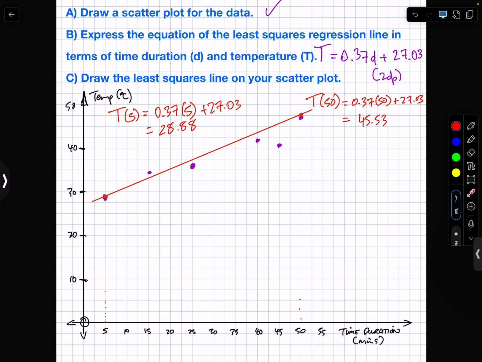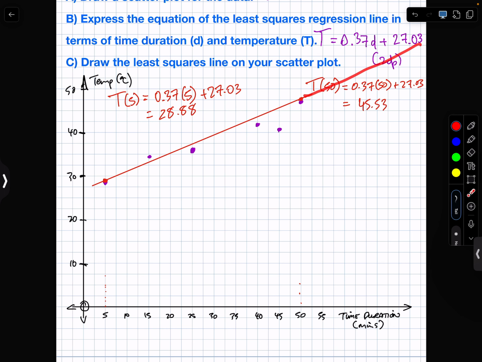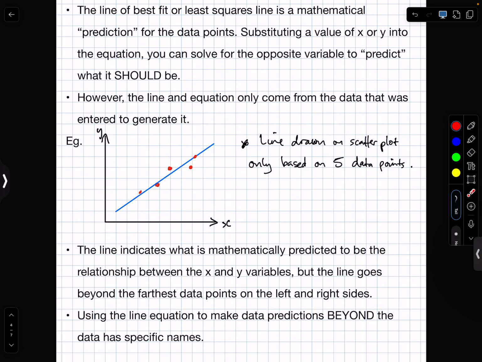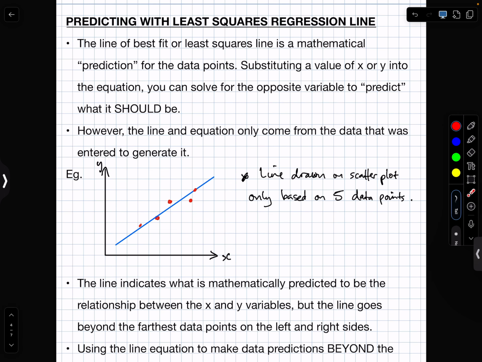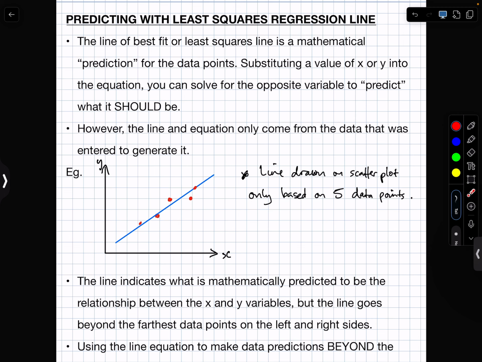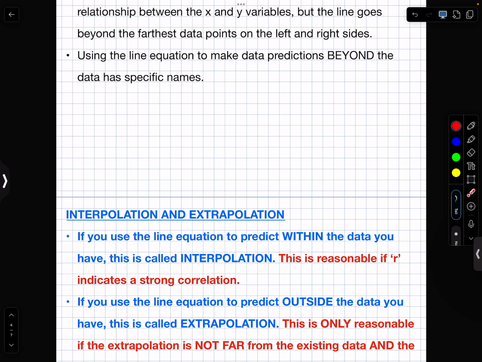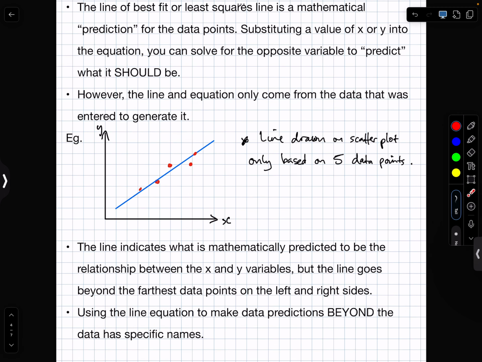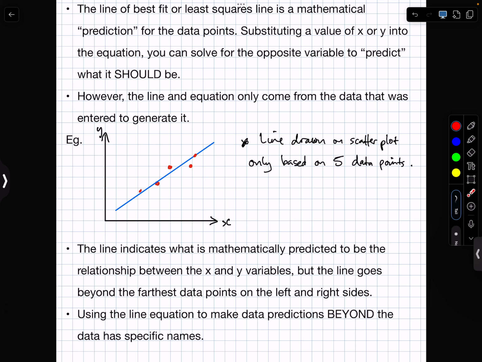Okay? That line goes on forever. We could use that equation to predict what happens if I left the car in for 100 minutes, right? But predicting for 100, a little dodgy. That's what we're going into talking about now. This might be useful in bio and stuff when you talk about extrapolation and interpolation. So that line and the equation, that only comes from the data that we use to generate it.